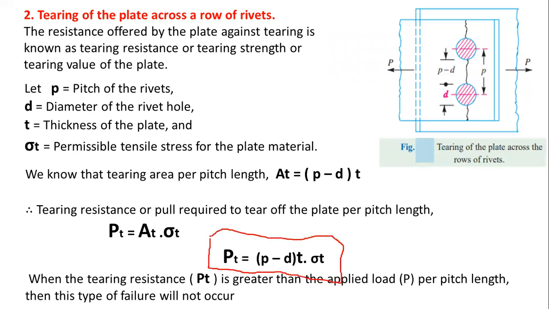For designing riveted joints, we use this formula for tearing strength: Pt equals (p minus d) into t into sigma t. p is the pitch, the distance between two successive rivets. d is the diameter of the rivet, t is the thickness of the plates, and sigma t is the tensile stress induced in the plate material. This is the tearing strength formula, and it is very important.